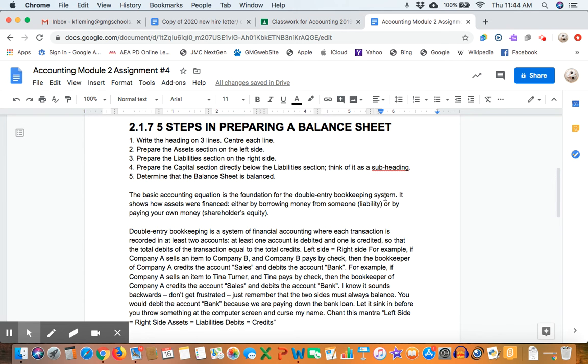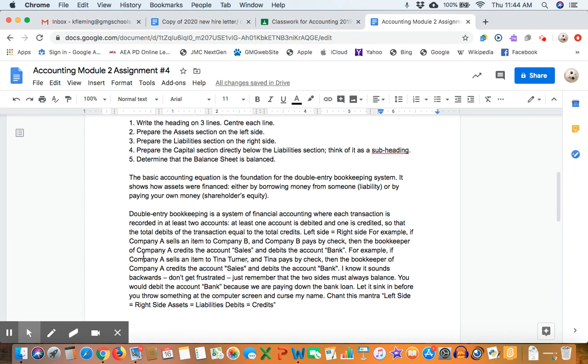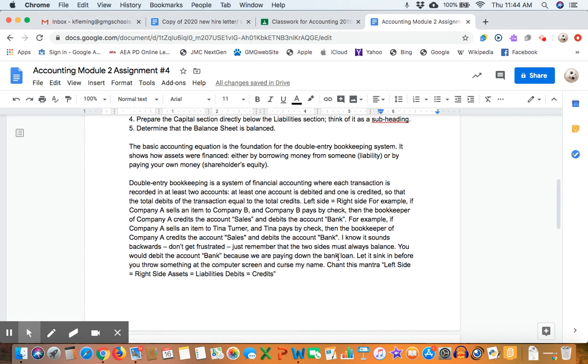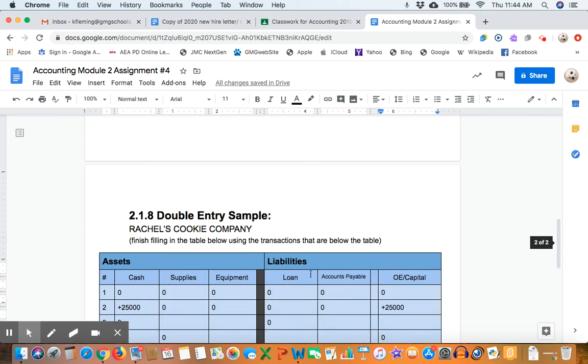items at work. So double entry bookkeeping is a system of financial accounting where each transaction is recorded in at least two accounts. So obviously one is debited, one is credited. So you're thinking about debits on the left, credits on the right, and things like that. So you can read through this section. It goes into more detail. I would suggest you do.